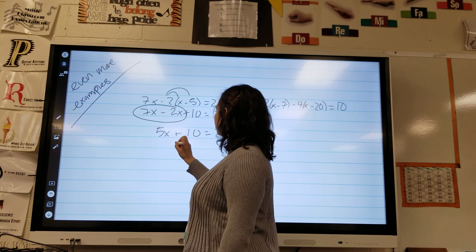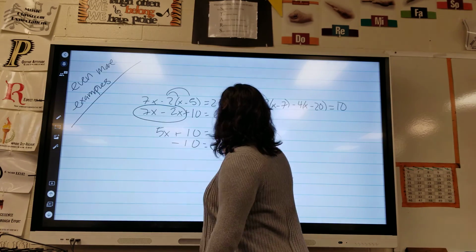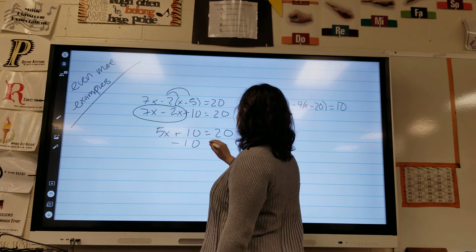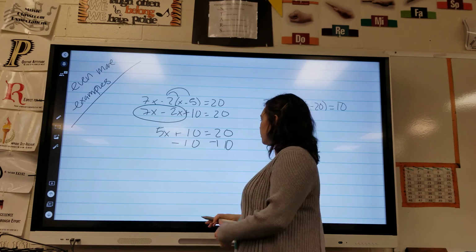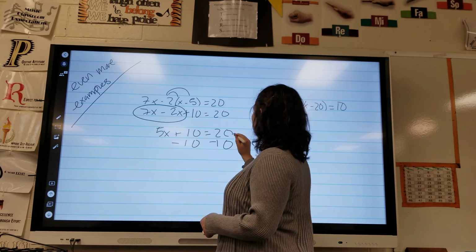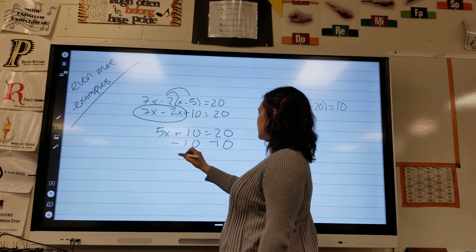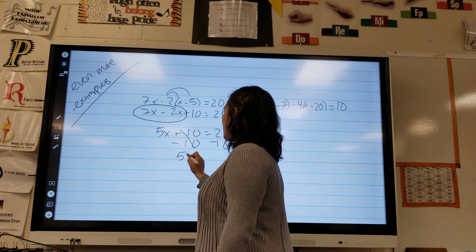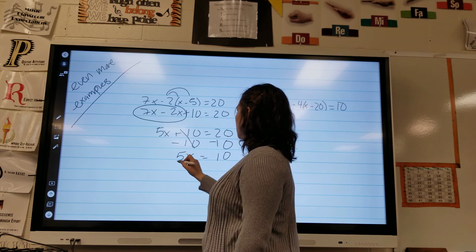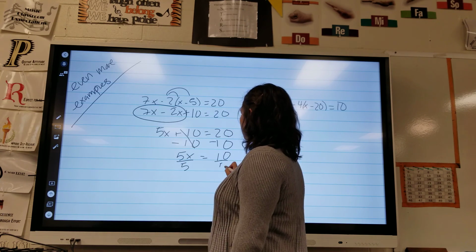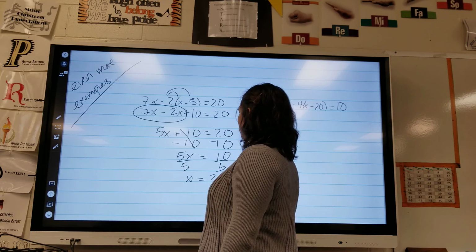Subtract 10. Oh, that's supposed to be a subtract. 10 from both sides. Okay, that is canceled. This is 5x equals 10. Divide by 5 on both sides. X is equal to 2.